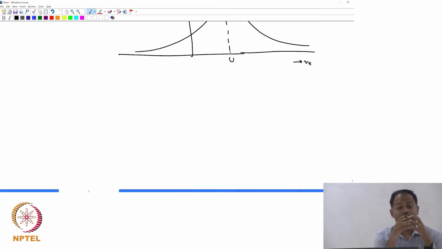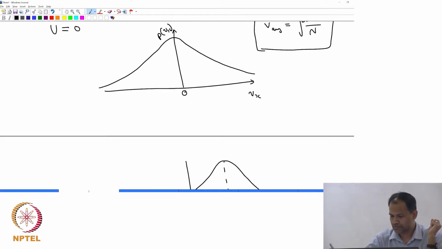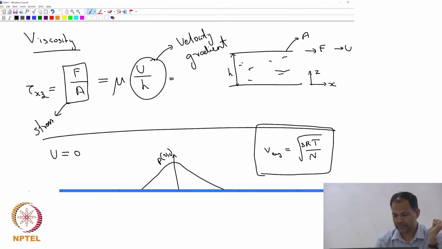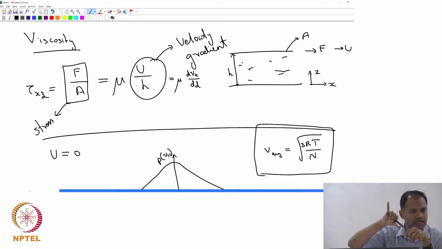So, in that sense, when you defined your Newton's law of viscosity, which you defined as tau xz is equal to mu into U by h, right, which is nothing but mu into dVx by dz, correct. So, that Vx that we have defined is the average velocity of the many molecules that you are considering, right.